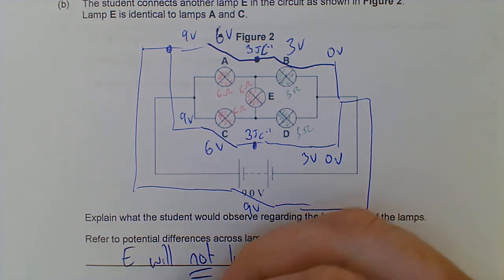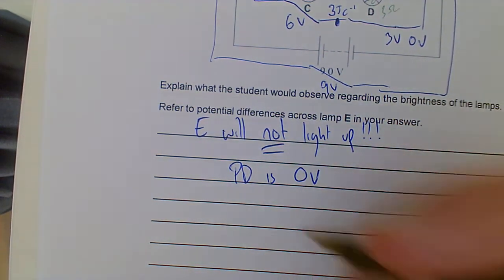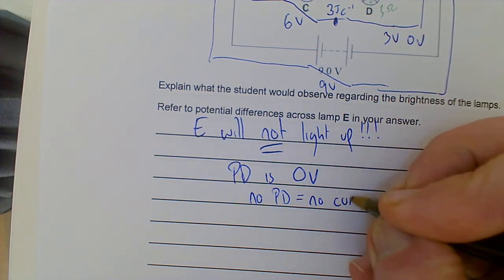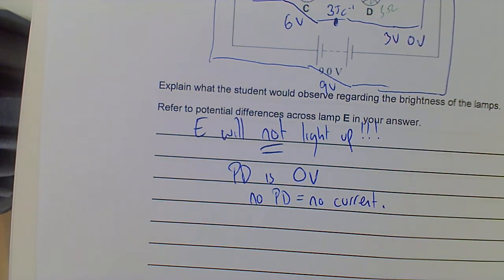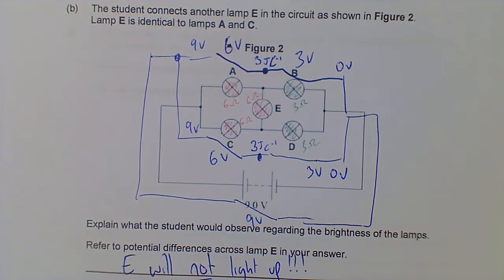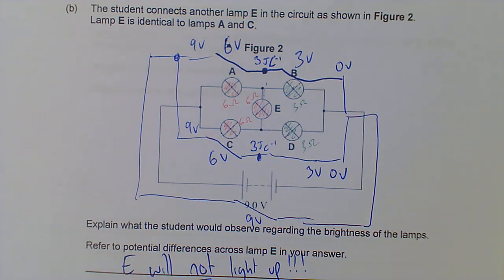Well, the potential difference is 0 volts. And if there's no PD, then we have no current. And if we have no current, then the bulb won't light because it's not being given any electrical energy. There is no current flowing through E because there is no PD across E. And for current to flow, you need PD.